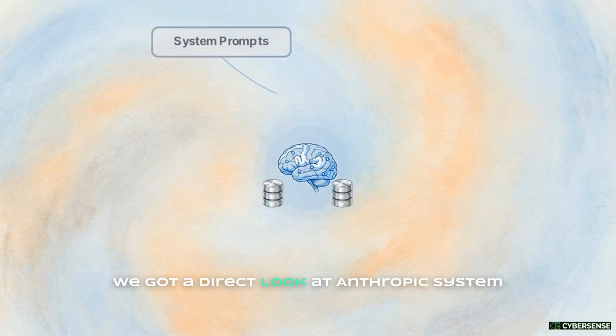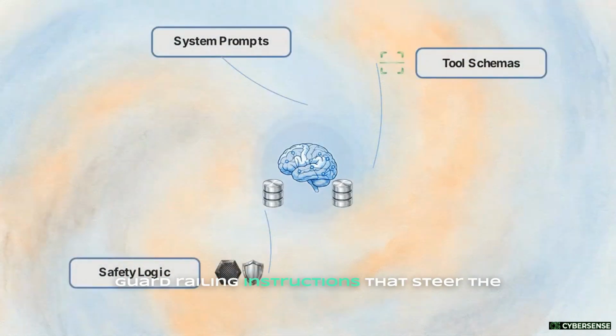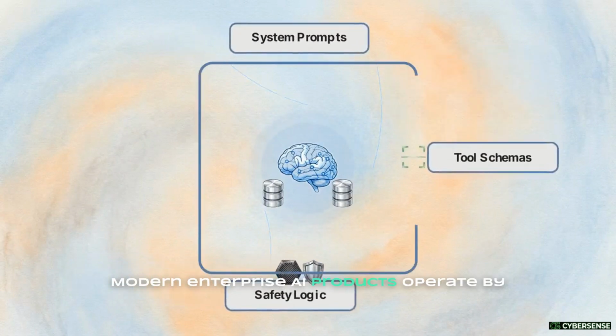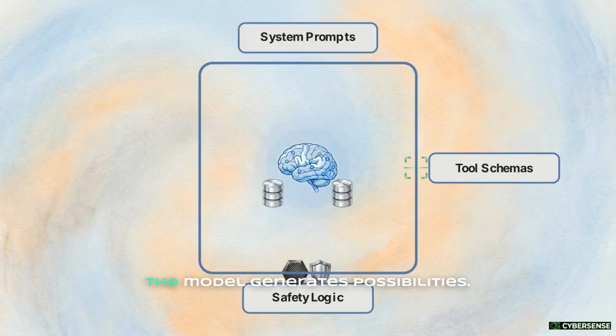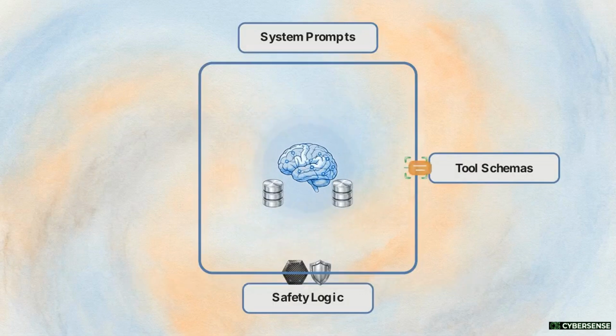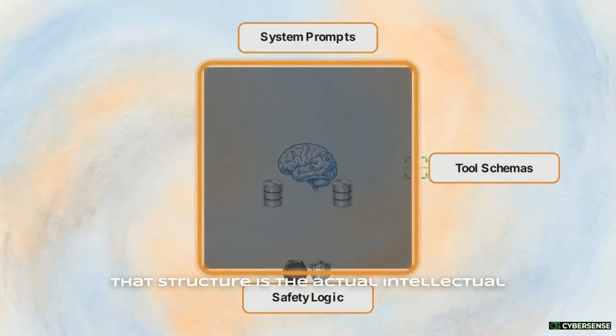We got a direct look at Anthropic's system prompts, their specific tool schemas, and the guardrail instructions that steer the model's behavior. Modern enterprise AI products operate by wrapping a probabilistic core inside a rigid, deterministic orchestration architecture. The model generates possibilities. The architecture dictates the reality. The hidden weights give a model its raw intelligence, but this orchestration layer contains the routing logic and safety controls that make the product viable. That structure is the actual intellectual property.